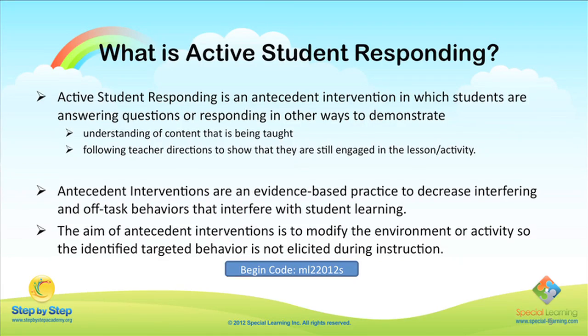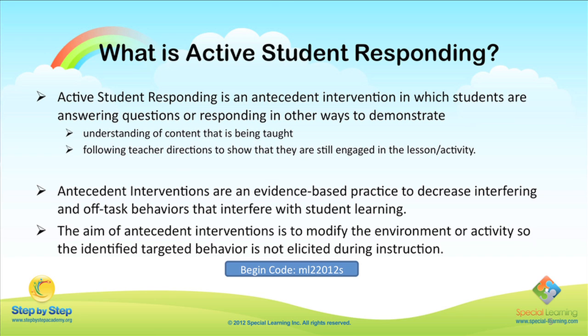So when we talk about the definition, I'll let Miranda take this part over and she can give you some clarity about how she uses it and what it means to her in her classroom. As the slide says, active student responding is an antecedent intervention where the students are answering questions or responding in ways to demonstrate understanding or show that they're still following along. And by antecedent intervention, it means it's something we do at the beginning. We don't wait for a behavior or a consequence to follow. We provide that intervention up front.